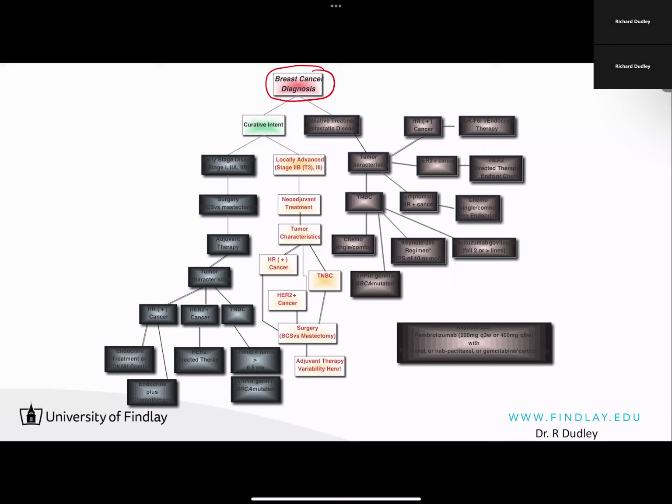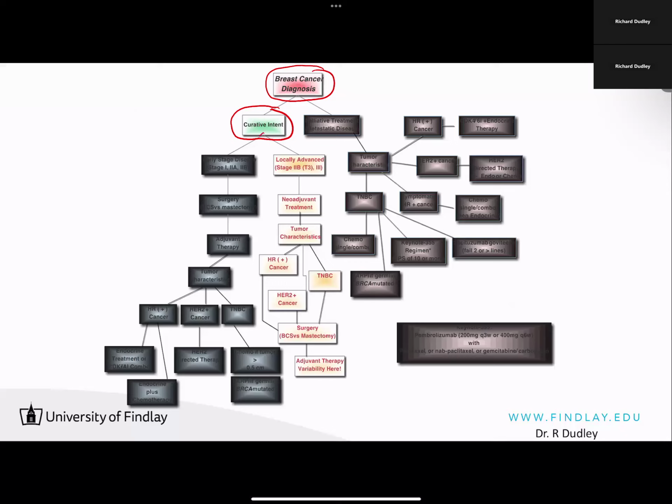Up front, breast cancer. A patient comes in and they're diagnosed with breast cancer. That's unfortunate. What do we do about it? Well, if it's in the right stage, early stage disease or locally advanced, we are going to approach this patient with curative intent. We want to treat that patient to try and cure them of their disease.